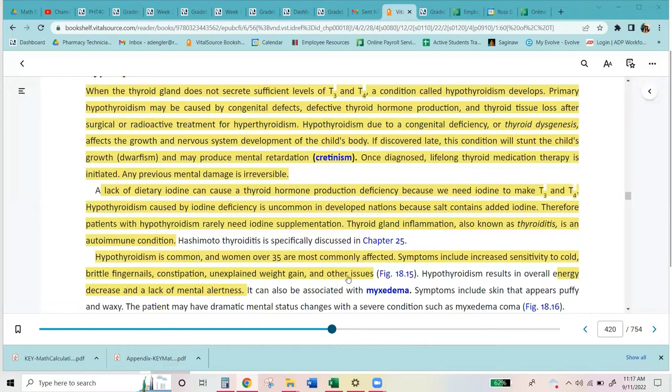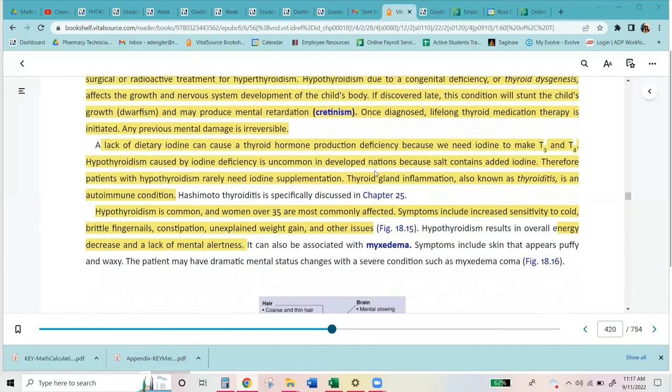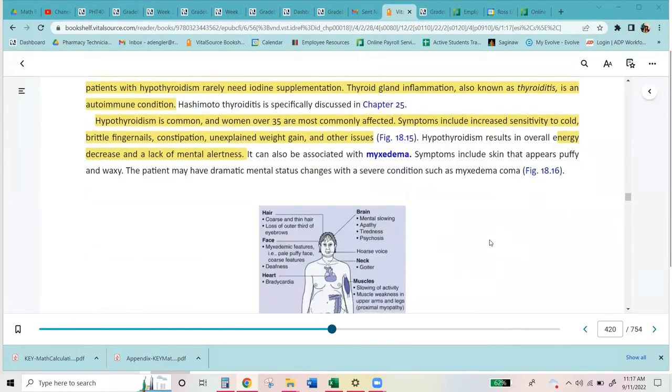Hypothyroidism is common; women over 35 are most often affected. Symptoms can include sensitivity to cold, brittle fingernails, constipation, unexplained weight gain, and other issues. It results in an overall energy decrease and a lack of mental alertness. It can also be associated with myxedema. Some symptoms are the skin appears puffy and waxy. They can have dramatic mental changes with a severe condition such as myxedema coma.